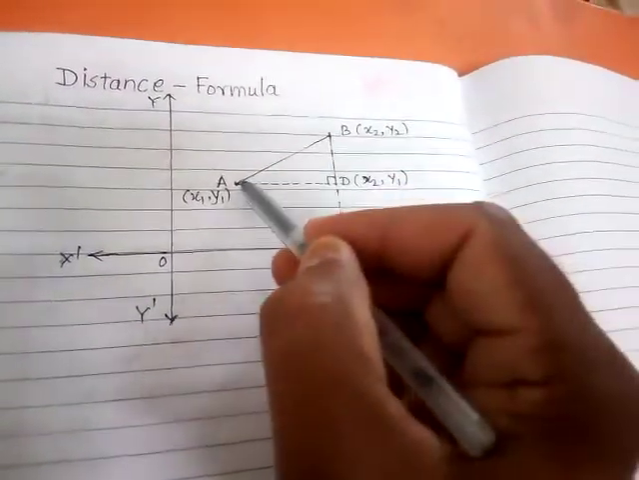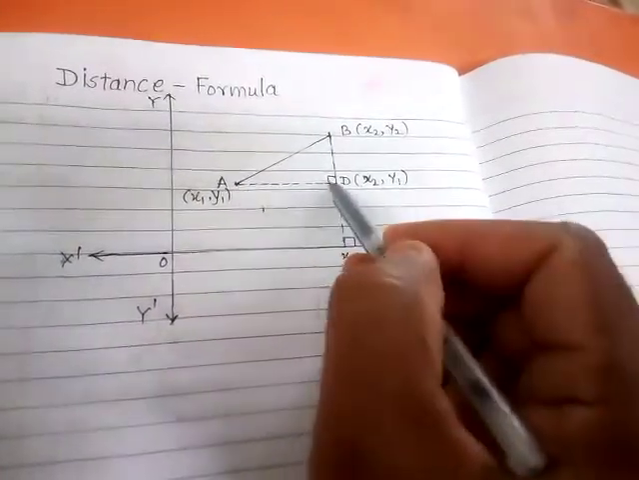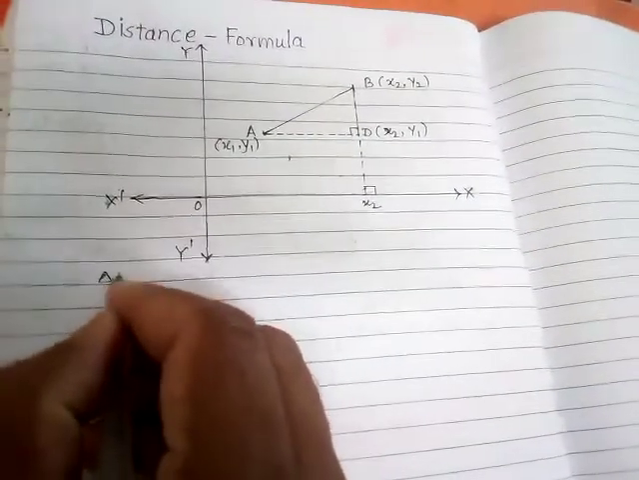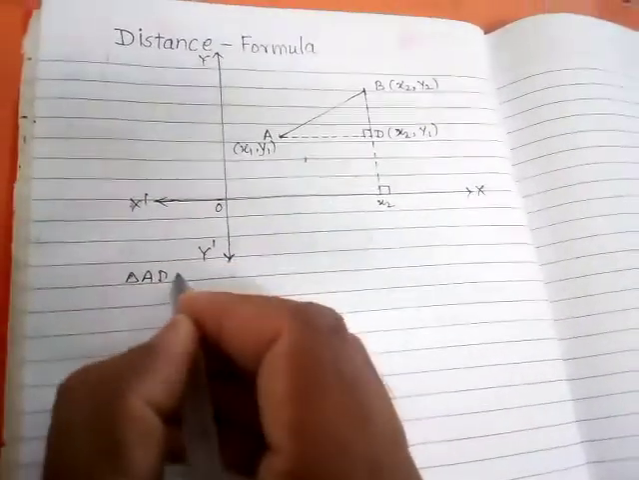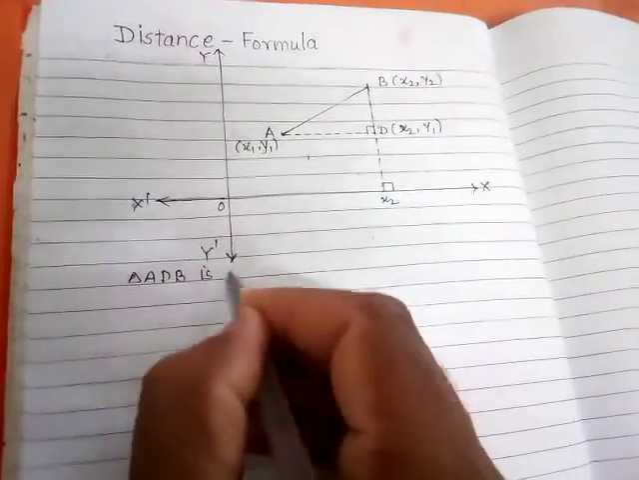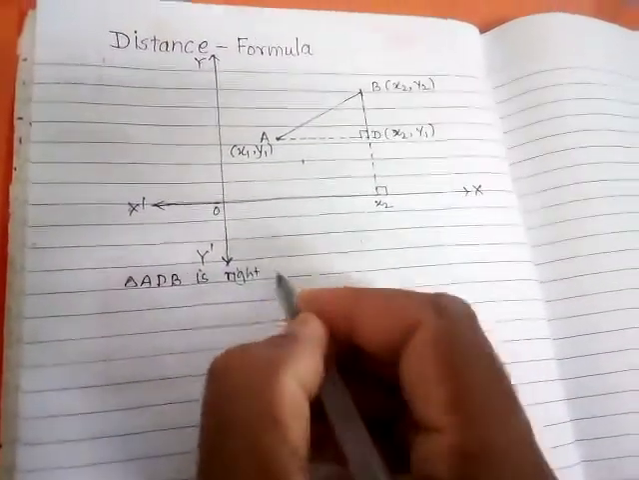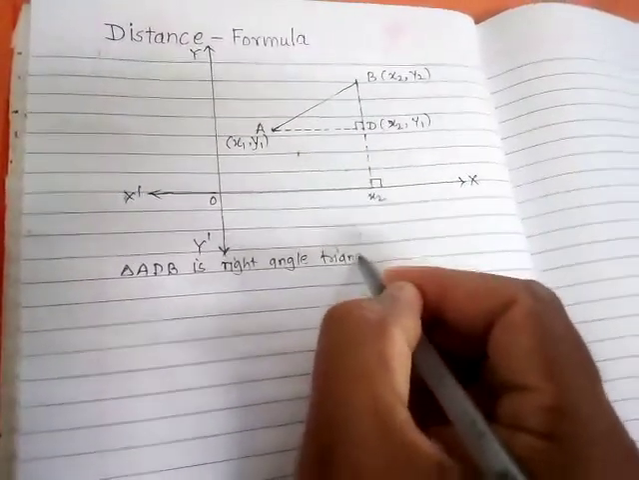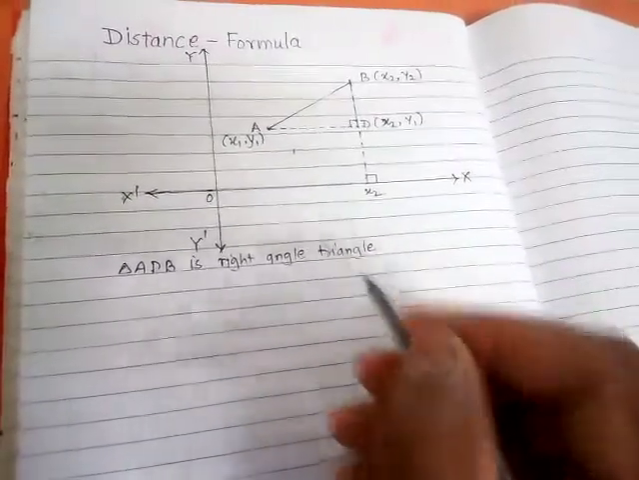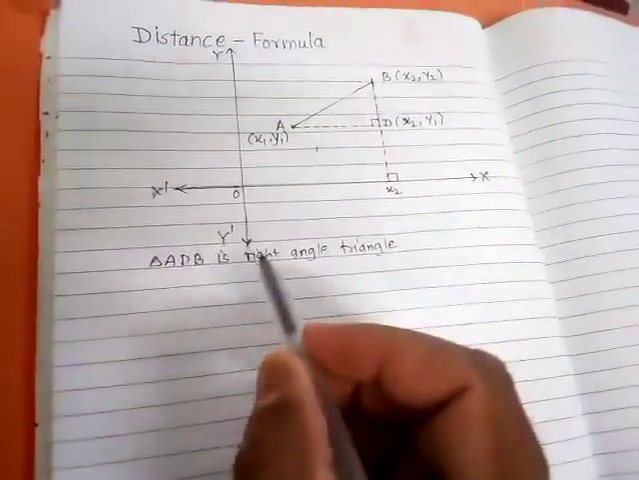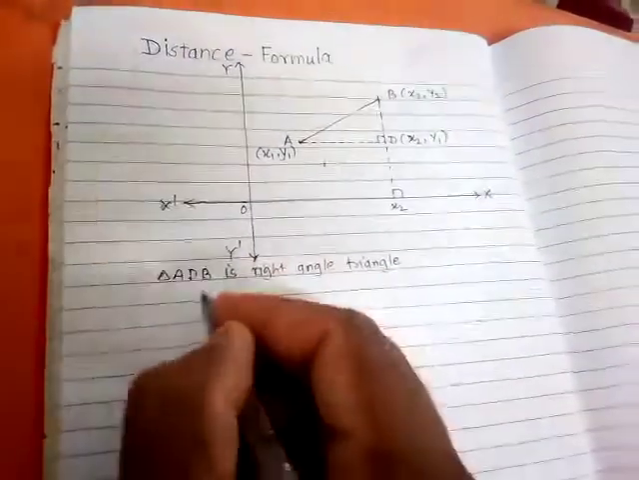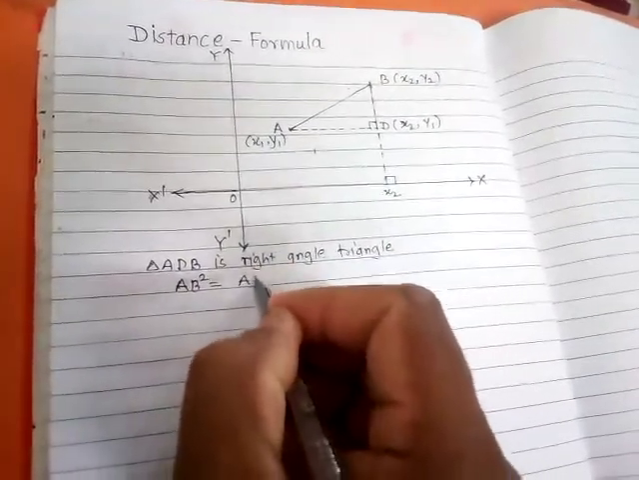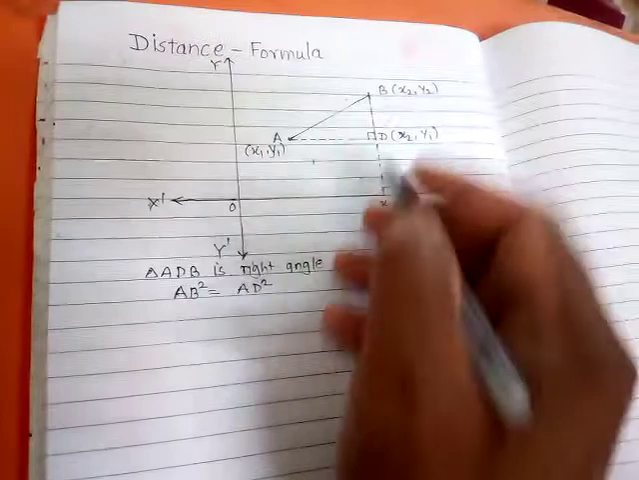Then triangle ABD, or triangle ADB, is a right angle triangle. If this is a right angle triangle, then we can use the Pythagoras theorem. The Pythagoras theorem states that the square of the hypotenuse, that means AB square, is equal to AD square plus BD square.